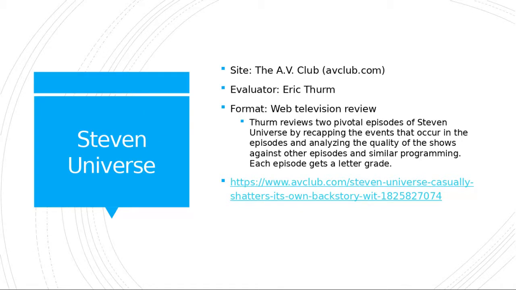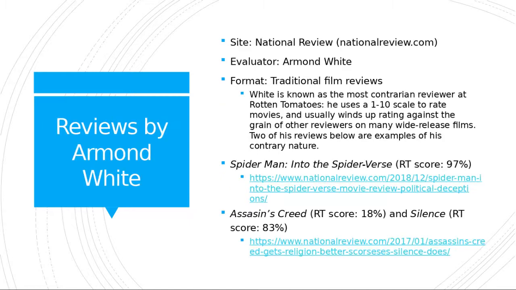All right. So next here are the two on white. These are from National Review. Armond White is the contrarian film critic who goes against everybody else at Rotten Tomatoes. So I gave you two of his reviews. One was for Spider-Man: Into the Spider-Verse, which he gave a bad grade, even though Rotten Tomatoes scores it at 97%. And then a dual review of the films Assassin's Creed and Silence.